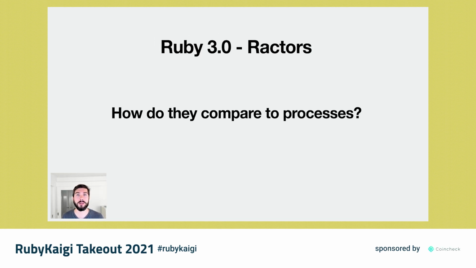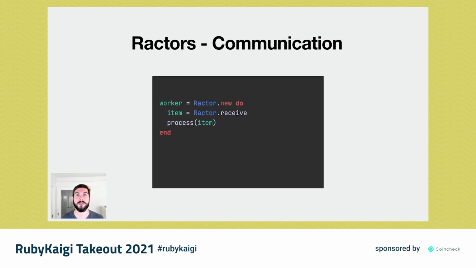But now we have Ractors, so can they perform any differently than processes? Let's begin with a few examples of using Ractors. You can create a new Ractor just by using new, like any other Ruby object. And here we're creating a worker that is going to do two things. It's going to receive an item. So Ractor receives a message that's being sent to this worker. And after we receive that, we're going to do some processing on it.